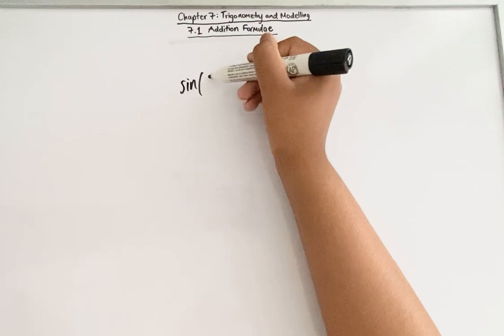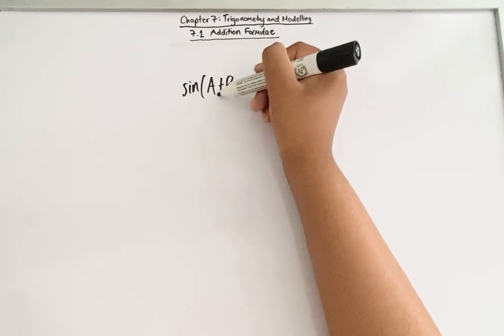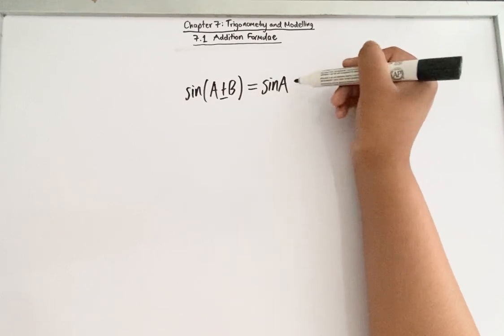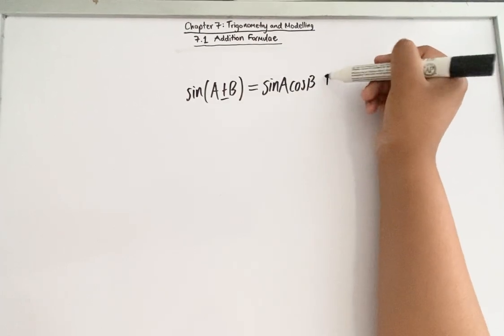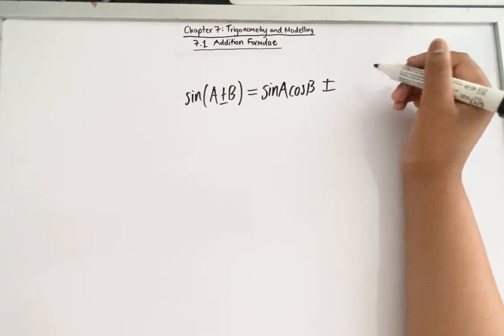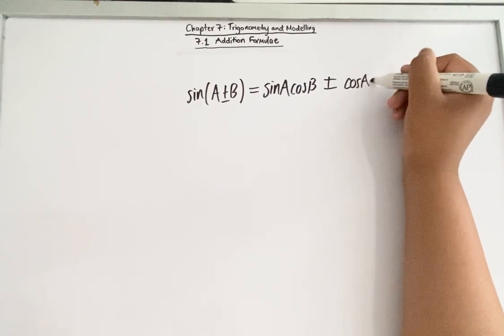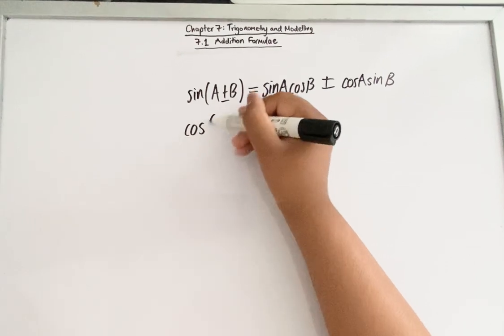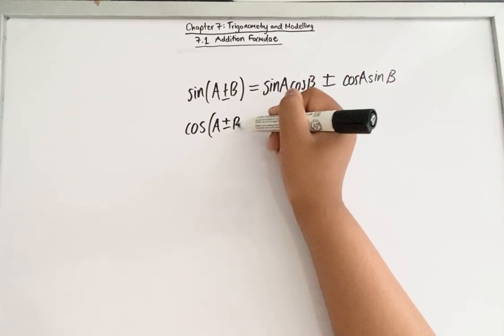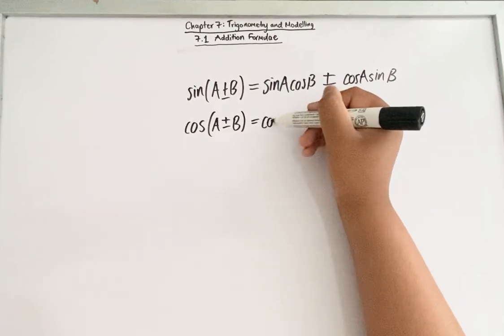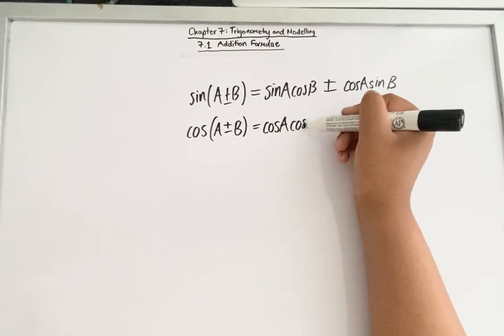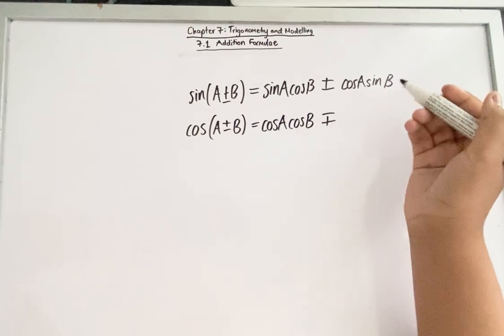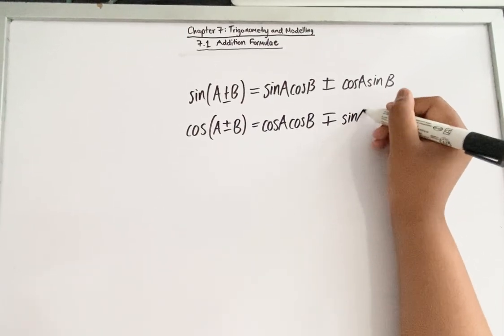The sine of a plus minus b is equal to sine a cos b plus or minus cos a sine b. The cosine of a plus minus b is equal to cos a cos b minus plus, so the other way around, sine a sine b.